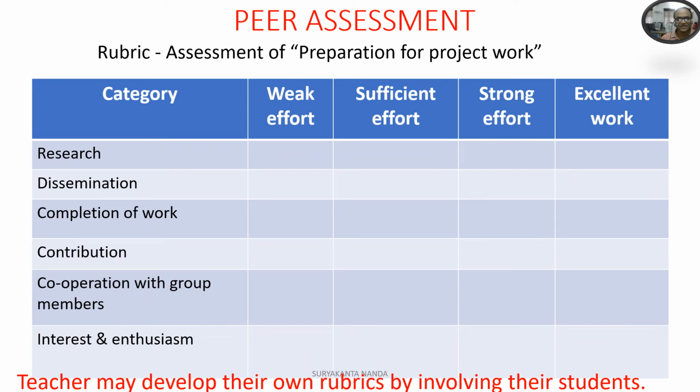Second rubric is assessment for preparation of project work. Here the main components are category, and the rubric focuses on weak effort, sufficient effort, strong effort, and excellent work by the student. The categories are research, dissemination, completion of work, contribution, cooperation with group members, interest and enthusiasm shown by the student. You may develop your own rubrics.